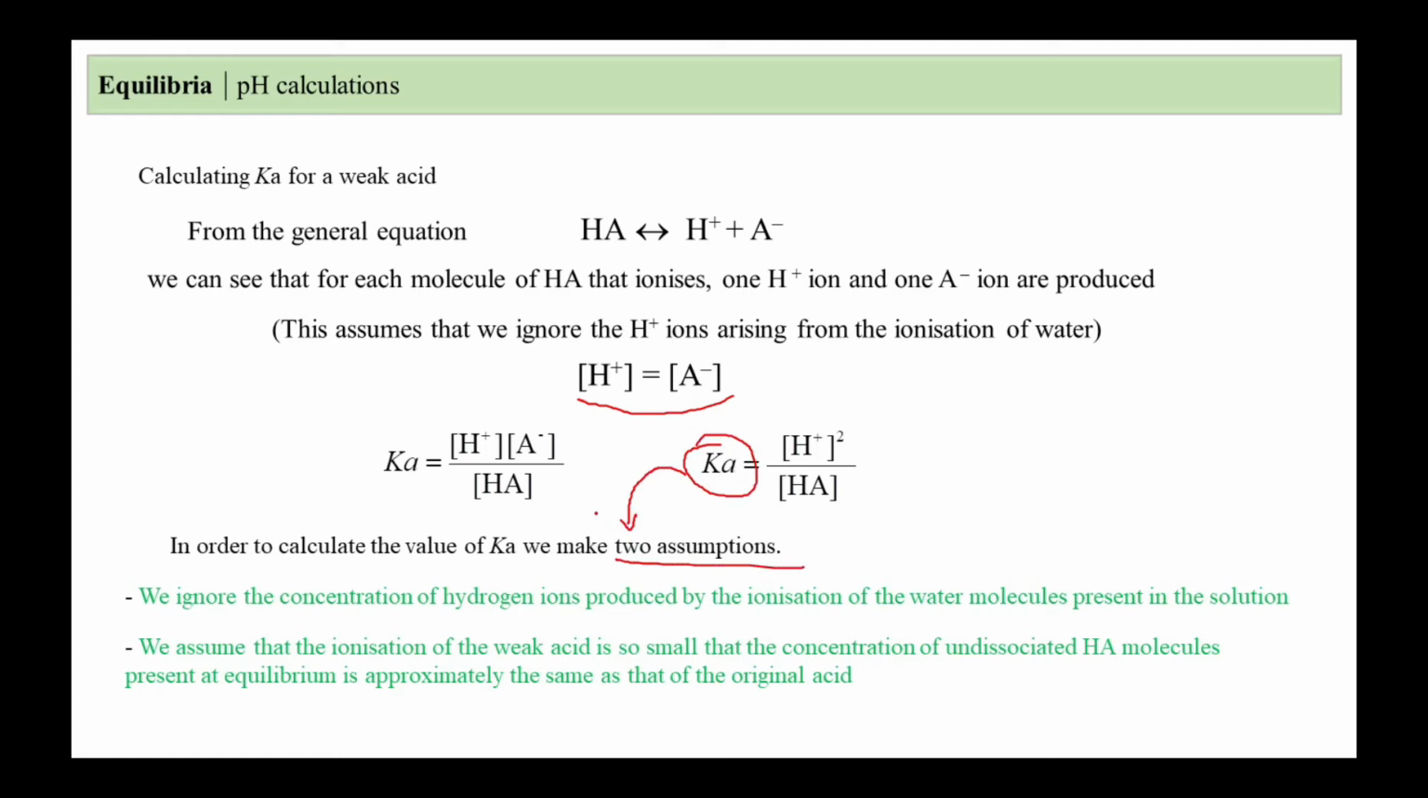The first one is that we will be ignoring the concentration of hydrogen ions which are produced by the ionization of water, which means that we will be taking into consideration only the H plus ions which are produced by the acid. Now for the second one, we will assume that the ionization of the weak acid is so small, which means that this weak acid will be dissociated to a very low extent. This means that the concentration of the acid at the end of the reaction will be equal to its concentration at the beginning of the reaction, which means the concentration of the original acid. So by taking into consideration these two assumptions, we can calculate the value of Ka.